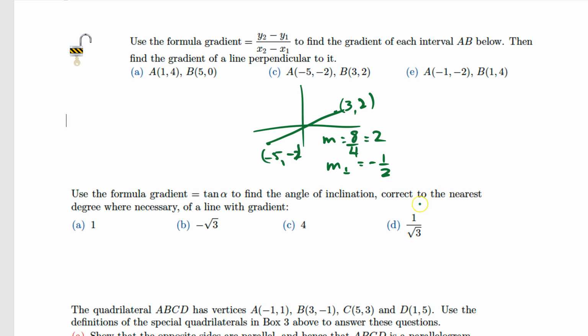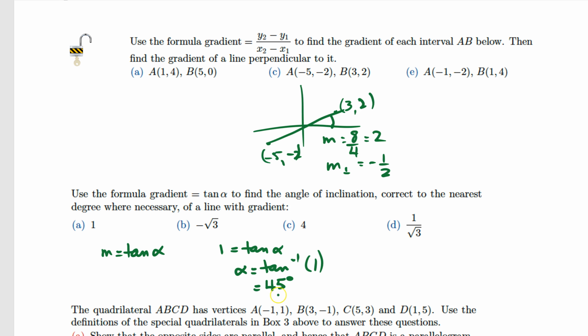Now, this next question depends a little bit on how much you did about trig. So using this formula that the gradient equals tan of alpha, where alpha will be this angle in here, find the angle of inclination. So for the first one, for example, we've got that 1 equals tan of alpha. Now that means that alpha equals the angle whose tan is 1. So we can use that function on the calculator. Make sure your calculator is set to degrees for the moment, and that should give us 45 degrees.